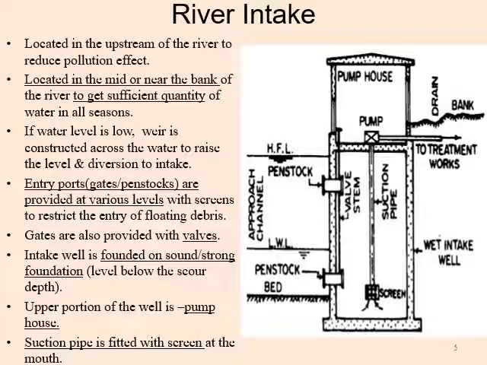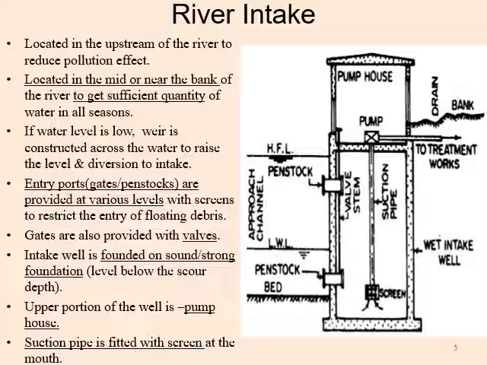Now the first one is the river intake. The diagram is shown here at the right hand side. The river intake is located obviously in the river, on the upstream side of the river to reduce the pollution effect. It is located at the middle or near the bank of the river to get a sufficient quantity of water for all seasons throughout the year. So it is located maybe in the middle or nearby the banks.